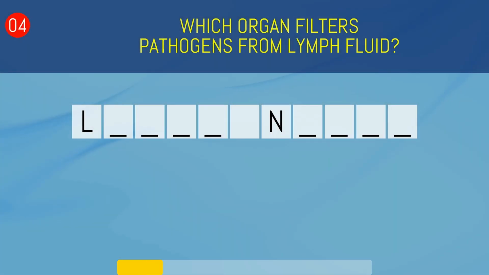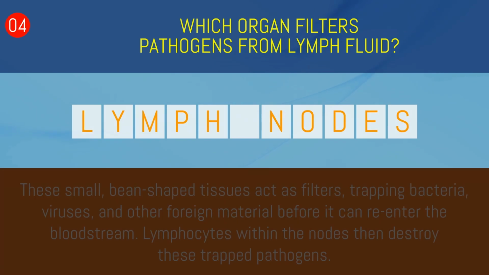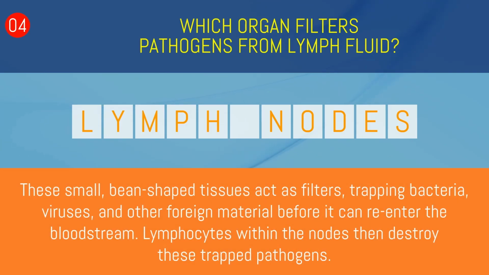Which organ filters pathogens from lymph fluid? Lymph nodes. These small, bean-shaped tissues act as filters, trapping bacteria, viruses, and other foreign material before it can re-enter the bloodstream. Lymphocytes within the nodes then destroy these trapped pathogens.